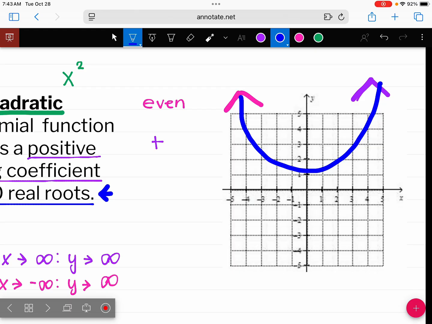Because we've solved stuff like that, finding our solutions and using our quadratic formula. Last chapter we had those.